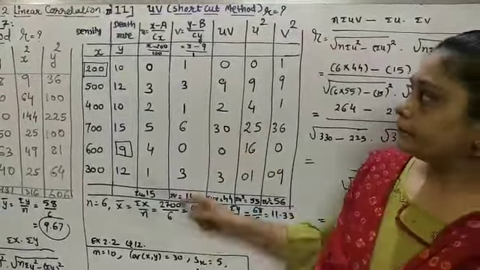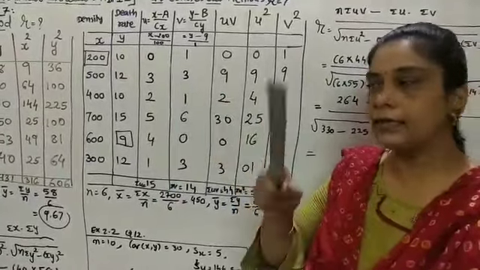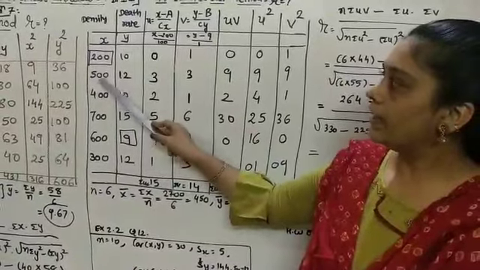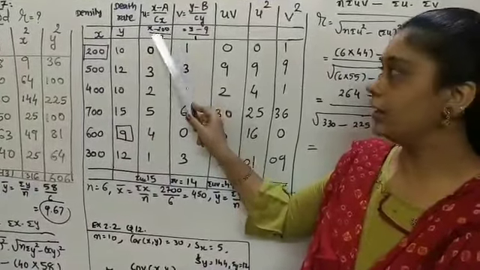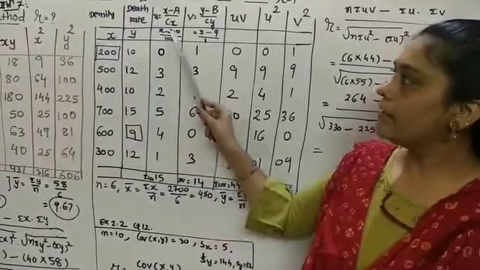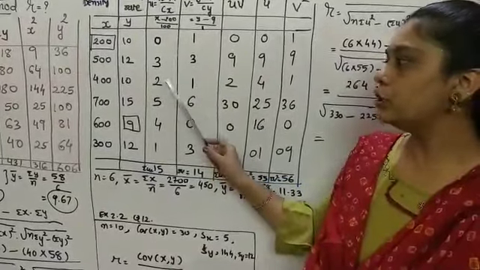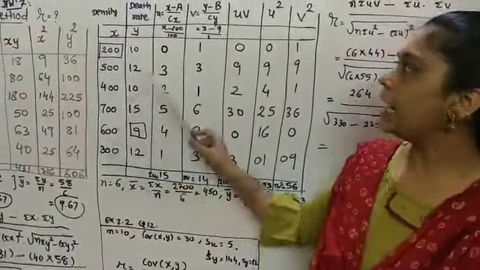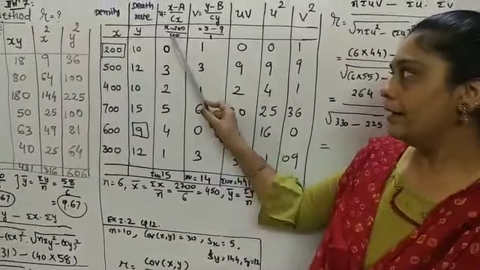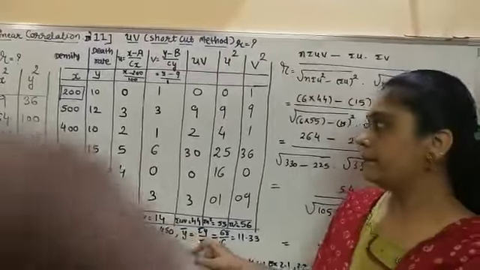Let's see. This value of x, in every step it would be changing. 200 minus 200, 0. 0 divided by 100, answer is 0. 500 minus 200, 300. 300 divided by 100, answer will be 3. 400 minus 200, 200. 200 divided by 100, answer will be 2. Like so, last one, 300 minus 200, 100. 100 divided by 100, answer is 1. Get the summation, sigma u is 50.